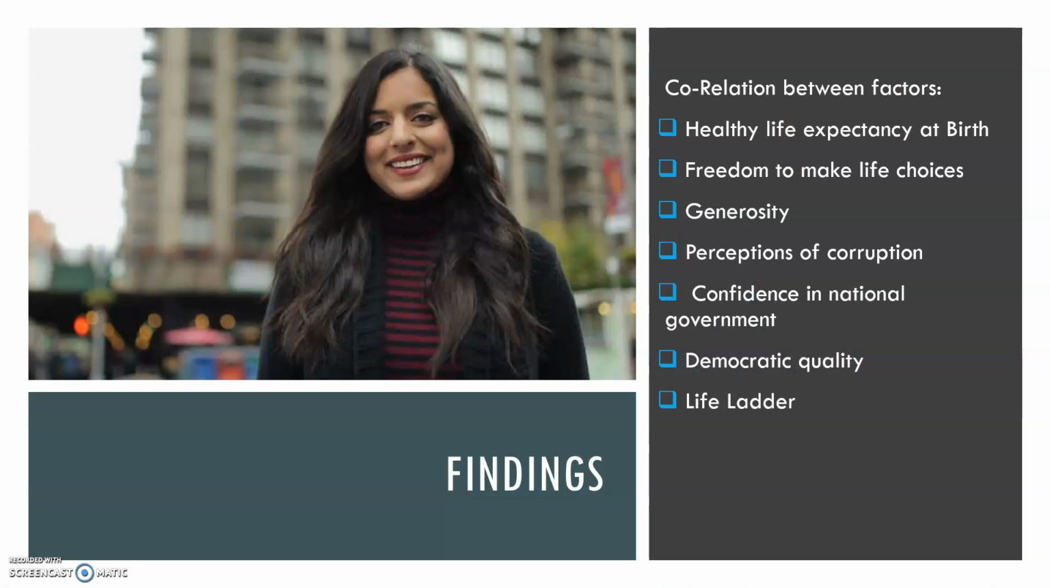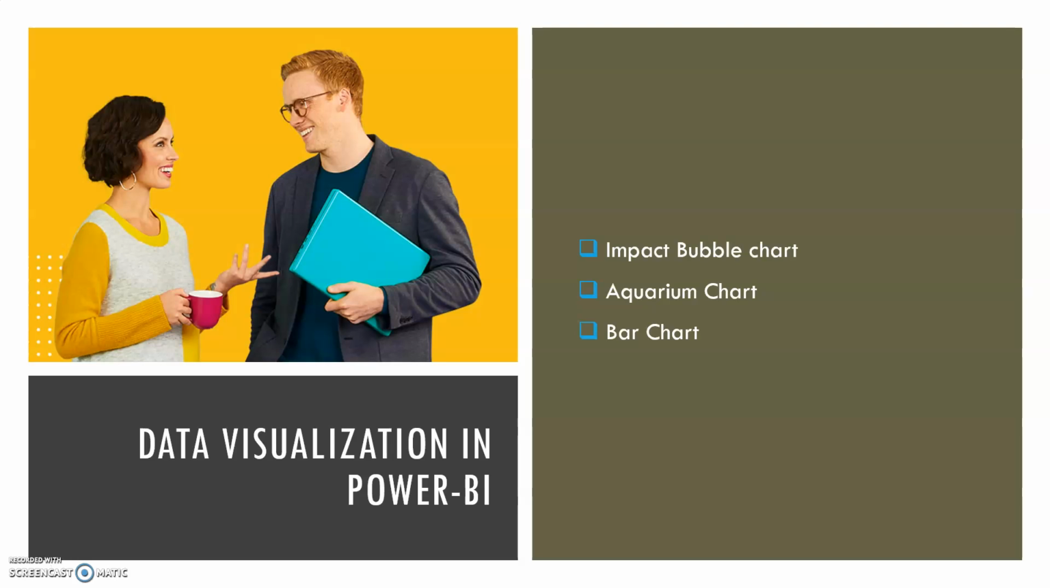Some important findings: I try to find correlation between these factors from this database. Factors are like healthy life expectancy at birth, freedom to make life choices, generosity, perceptions of corruption, confidence in national government, democratic quality of the countries, and life ladder. So let's move to the data visualization part with Power BI. I have chosen three different charts in Power BI: impact bubble chart, aquarium chart, and bar chart.